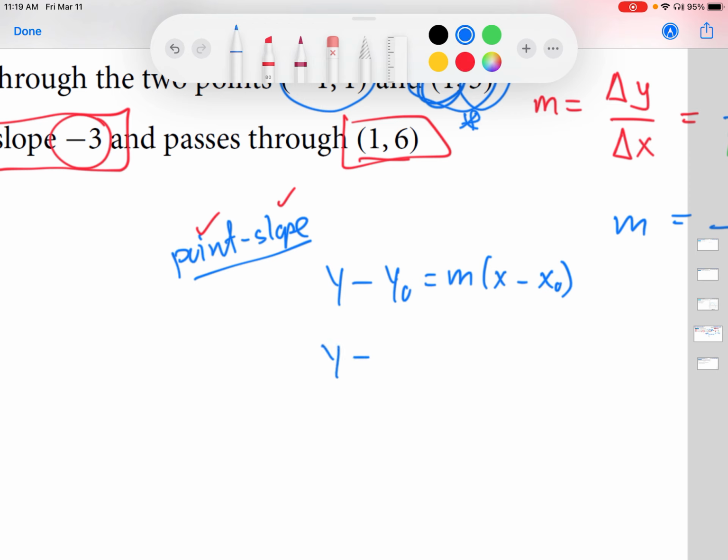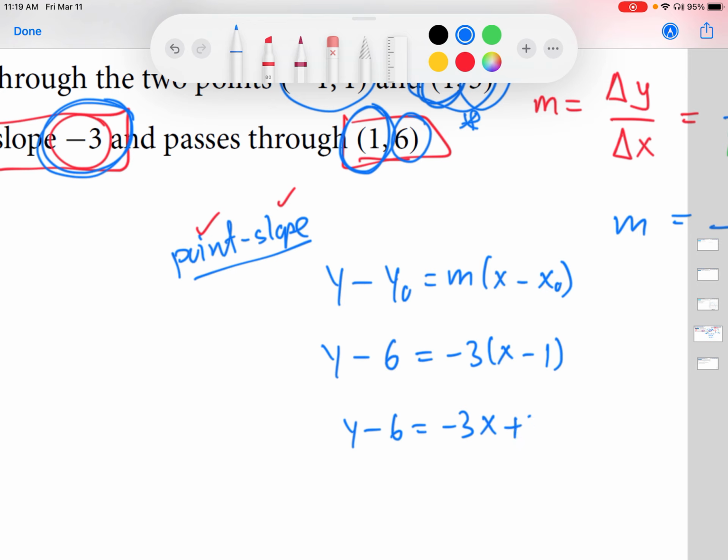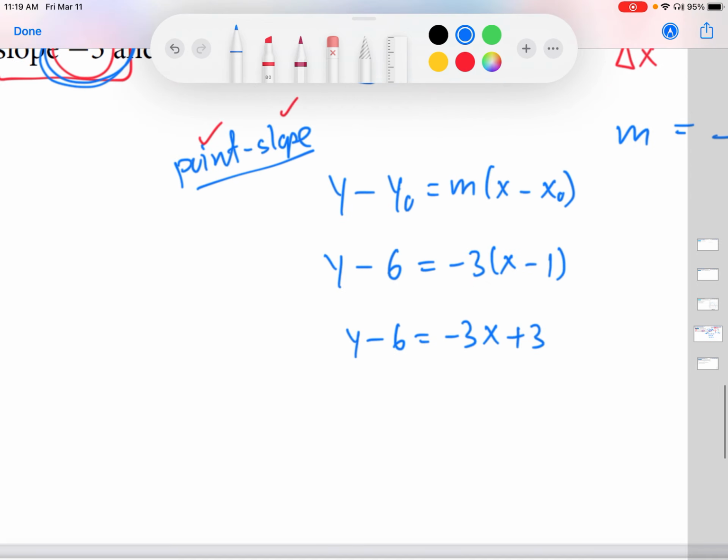So y minus y sub 0, I have the y value, equals m, I have the slope, -3, times x minus the x value of the point, which is 1. So again, here I have y minus 6 equals -3x plus 3. That is the equation of the line. I can simplify it by solving for y, adding 6 to both sides. And then that gives me 6 plus 3, -3x plus 9.